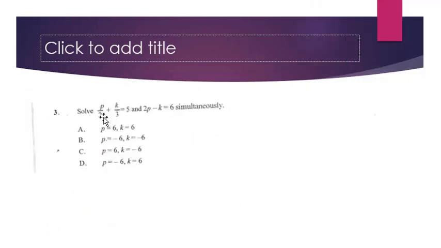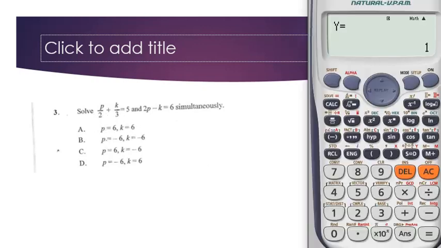Let's look at the last question, then we call it a day. Don't be overwhelmed, and don't panic. This is just a simple question. So we have p on 2 plus k on 3 equals 5, and then 2p minus k equals 6. From here, p on 2 is the same as 1 over 2p, and k on 3 is the same as 1 over 3k. So that's what we'll be doing. Let's do that.